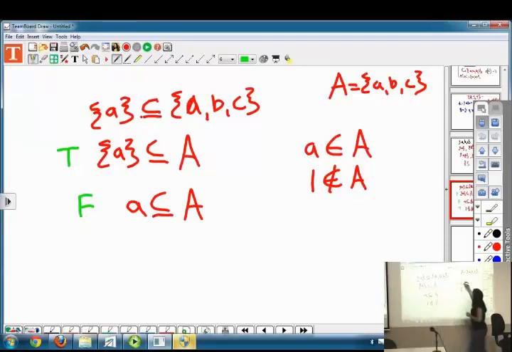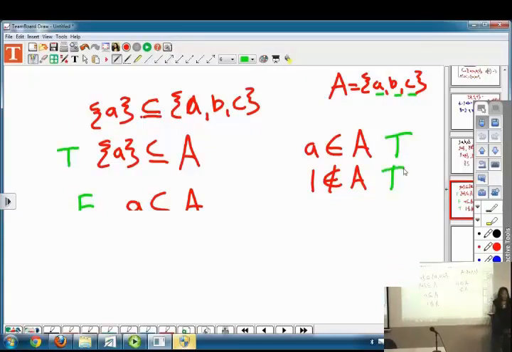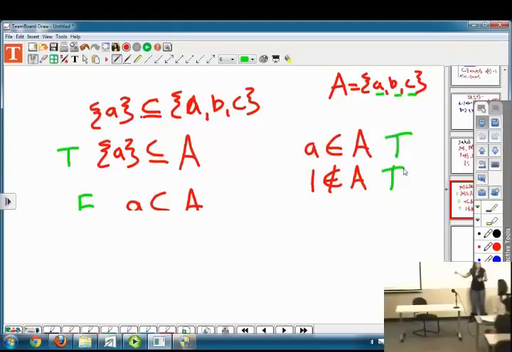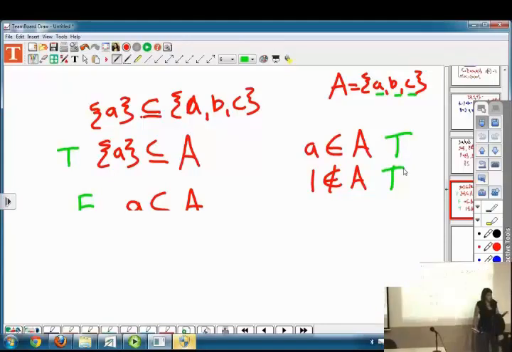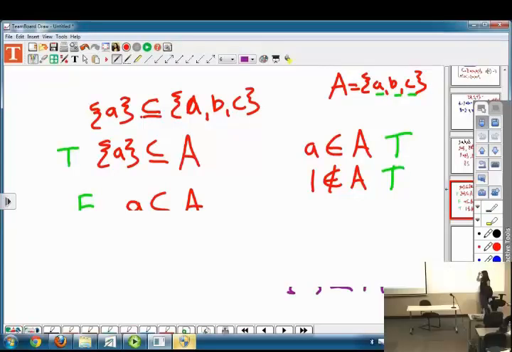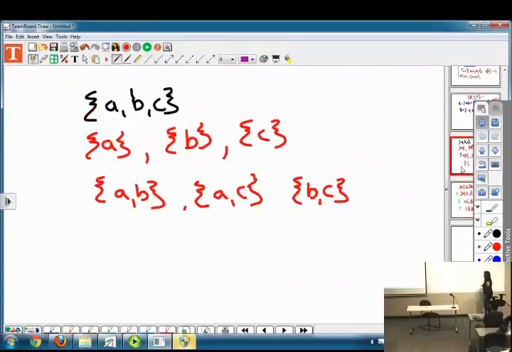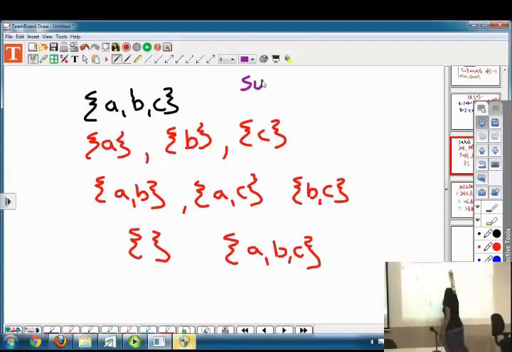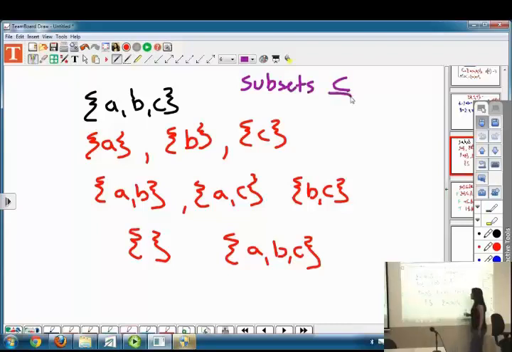Is A an element of this? This is true. 1 is not an element of A. Is that true or false? That's true. Key here is that sets are combined with other sets using the subset notation. Elements are combined with sets using the element notation. Okay, let's go back to all of these. These are subsets. And this is my notation.